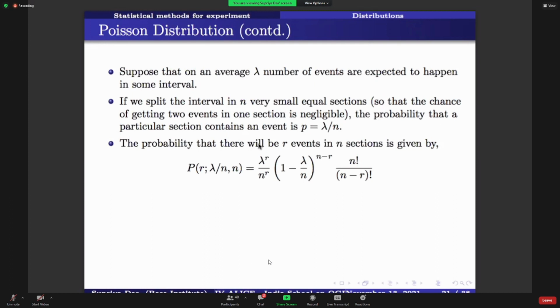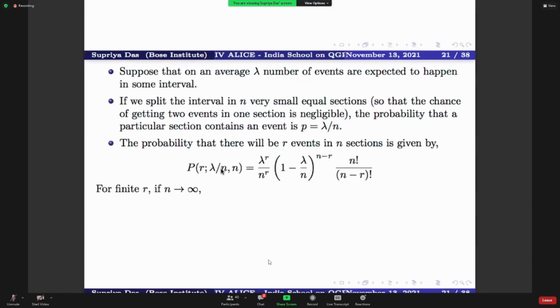Then the probability that there will be r events in n sections is given by the binomial distribution, which is once again written in this way: P(r) equals lambda to the power r divided by n to the power r, times 1 minus lambda divided by n to the power n minus r, times n factorial over n minus r factorial. This is coming because of p equal to lambda over n, right? It just replaced p with lambda over n.